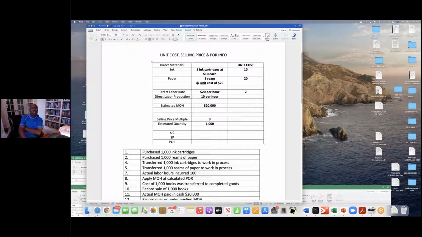So the item is taking us one ink cartridge that costs 10, one ream of paper that costs 20. The workers can make 10 books in an hour and they're paid $20 an hour, so we got 2. Now this overhead is $20,000. How do we get the overhead unit cost? Divide.